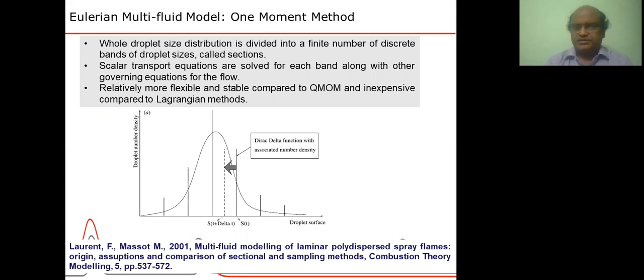And as there is condensation, the droplets in the lower diameter packet will move to the larger diameter packet. So there is a source or sink term or interaction between the packets of the droplets. So this is called the multi-fluid method.